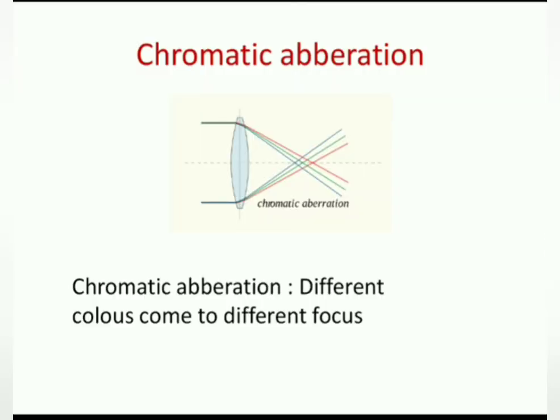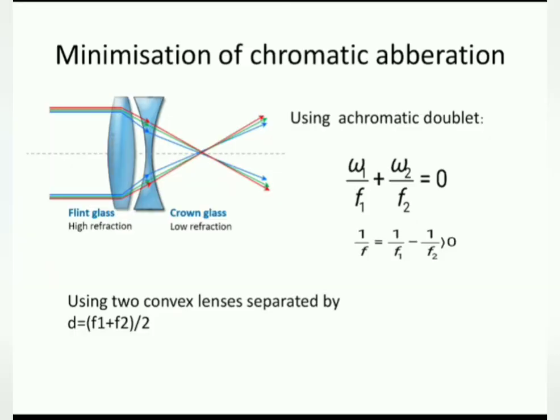And coming to chromatic aberration, it is a defect of the lens because different colors of white light come to a different focus. In the diagram you can observe the focal length of red is more than the focal length of violet. This difference in the focal length due to different colors coming to a different focus is called chromatic aberration. To minimize chromatic aberration, we'll be using an achromatic doublet. It's a combination of a convex and a concave lens of different materials such that they obey this condition: omega 1 by F1 plus omega 2 by F2 should be 0.